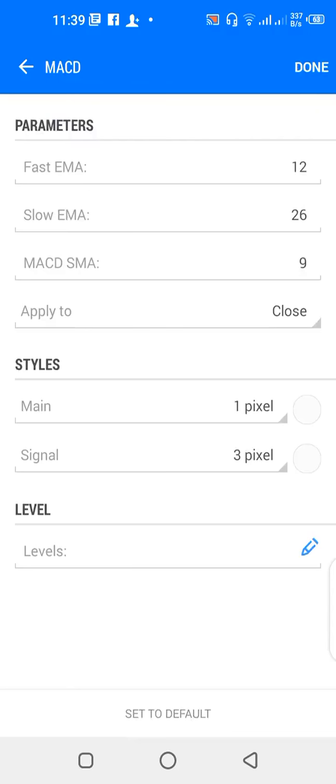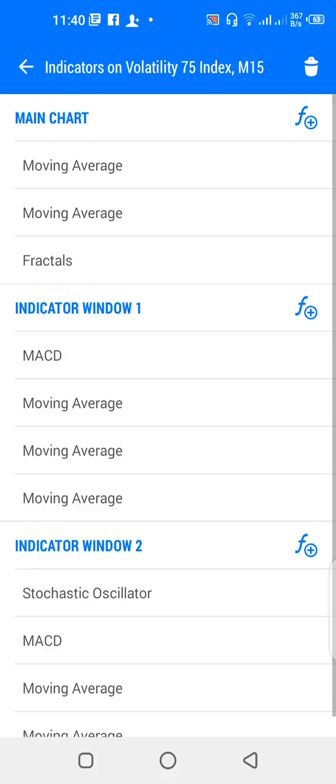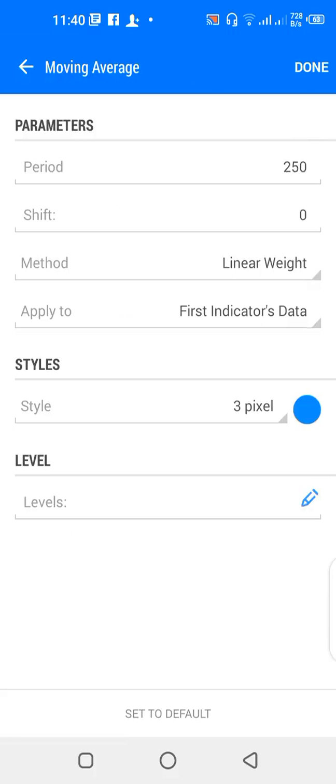For indicator window one, let's look at the settings. We have MACD. The fast EMA is 12, slow EMA is 26, MACD SMA is 9, apply to close. No color for the main signal. Then you have a moving average. The period is 250 and the shift is zero. The method is linear weighted, applied to first indicator's data, and the color is blue.